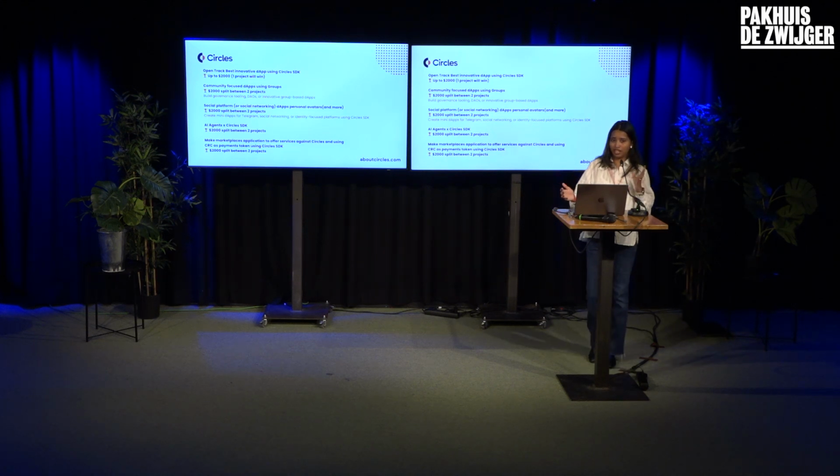And then we have AI agents and Circles SDK. There are a lot of open source AI agent tools. I think Eliza is one of the famous ones, and you can easily integrate with Circles SDK because that's also a TypeScript toolkit, and you can build either a trading bot, something to do with CRC, or some kind of social agent that lets you pay other agents. So yeah, $2,000 split between 2 projects.